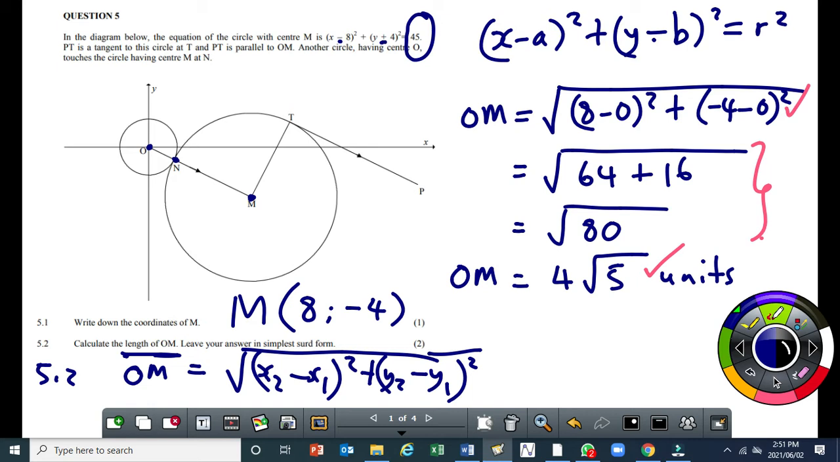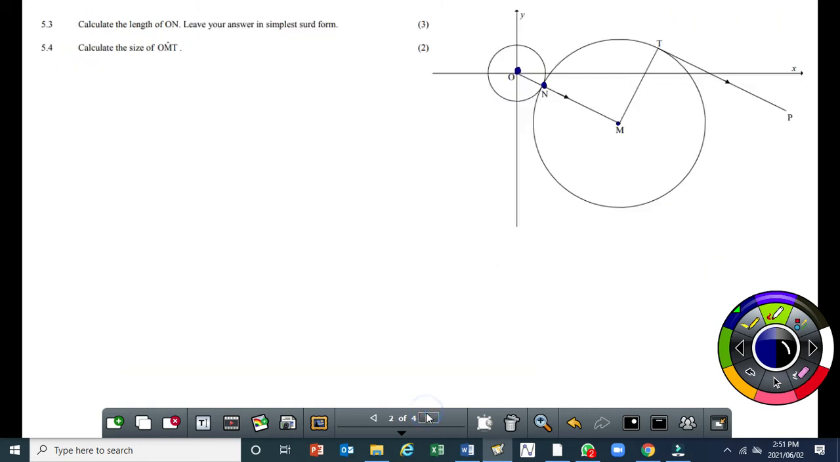But we already calculated the length of OM, which means ON is going to be equal to OM minus NM, which is the radius. So I can write this as ON is equal to OM minus NM. That makes sense. Because when you are doing questions on analytical geometry, you must ask yourself whether what you are doing makes sense or not.